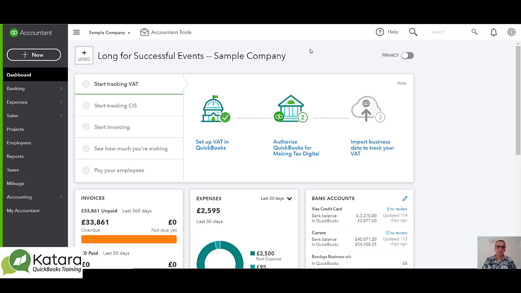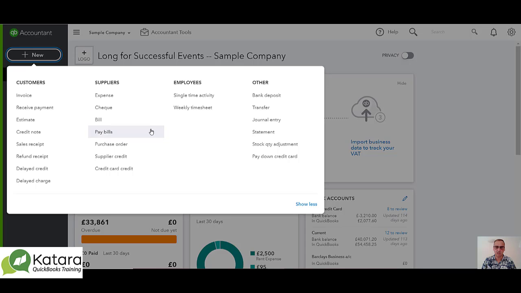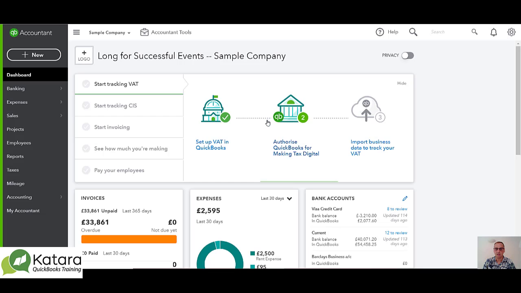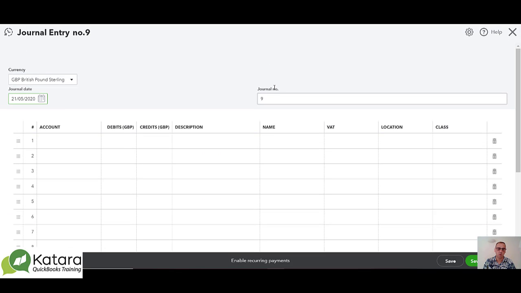The word journal can strike fear into any accounting system user. But let's have a look at what a journal is, how we enter a journal into the system, and typically when they might be used. So if we go to the plus sign in the top left here, where all our manual transaction types are, under Other, on the final column, we've got the journal entry screen there, and that's where we can go in and enter data.